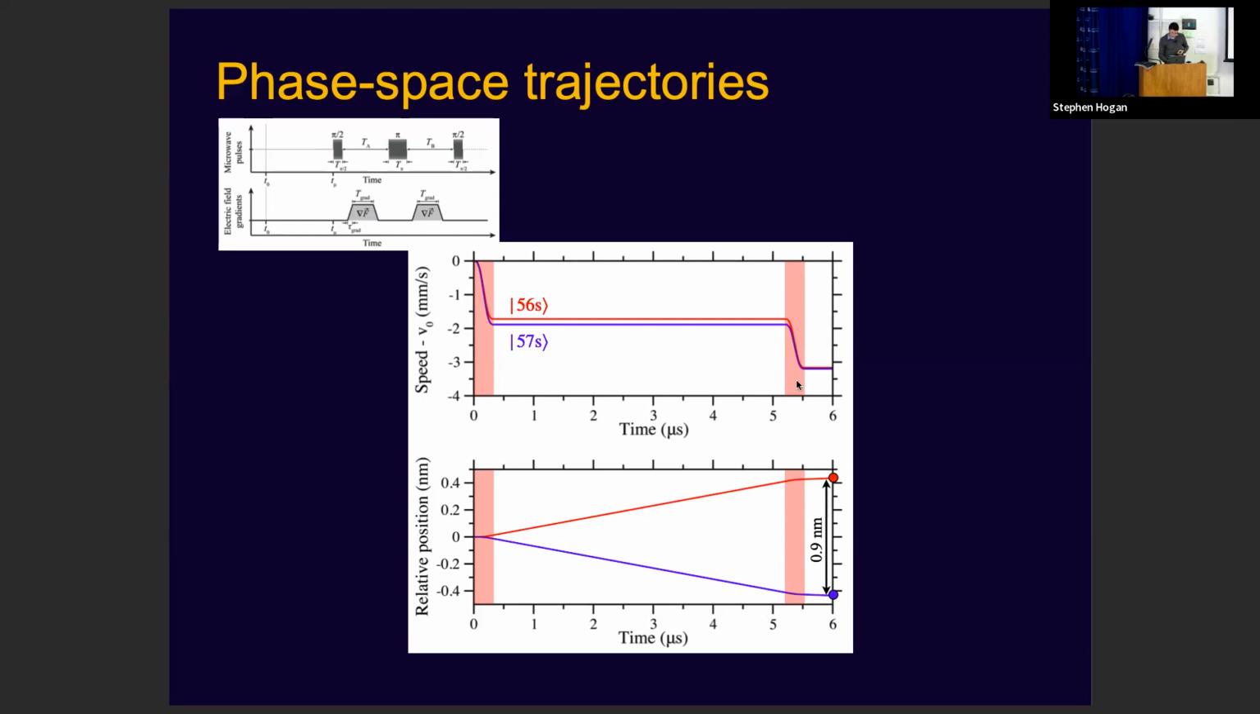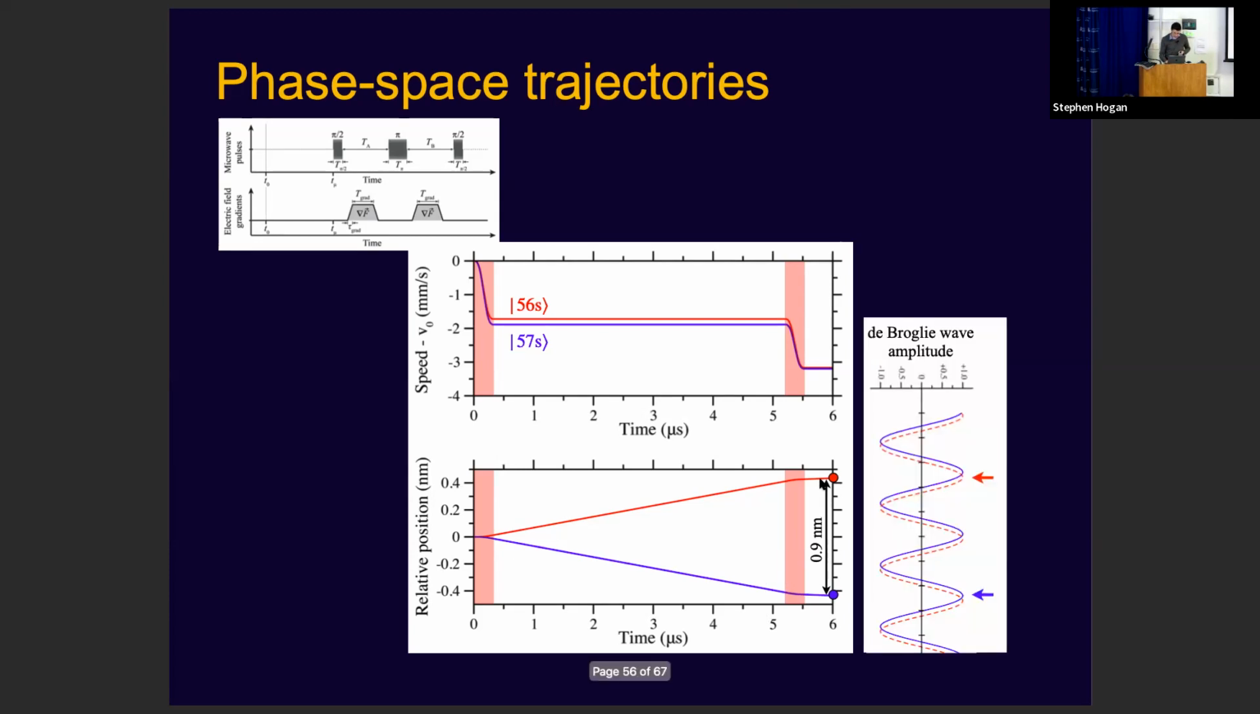And then the final gradient pulse we apply here brings the two components back to the same speed, and then they propagate with a constant separation. What we're looking for, if you want to think in this de Broglie wave picture, is that at this point the red wave packet has been shifted by some amount upwards, and the blue wave packet has been shifted by some amount downwards. And we're measuring something that reflects interference between these two wave packets. In principle, we can move the wave packets in and out of phase with each other and see fringes appear and disappear.